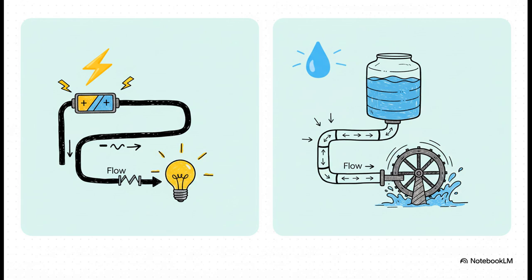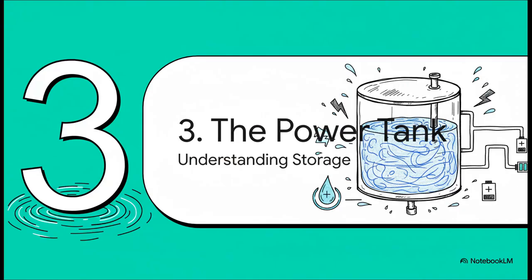And this just lays it all out side by side. It's so simple when you see it like this. Voltage is your pressure. Amps are your flow rate. And watts, that's the total power you get when you put them together. Pressure times flow equals power. It's really that straightforward.